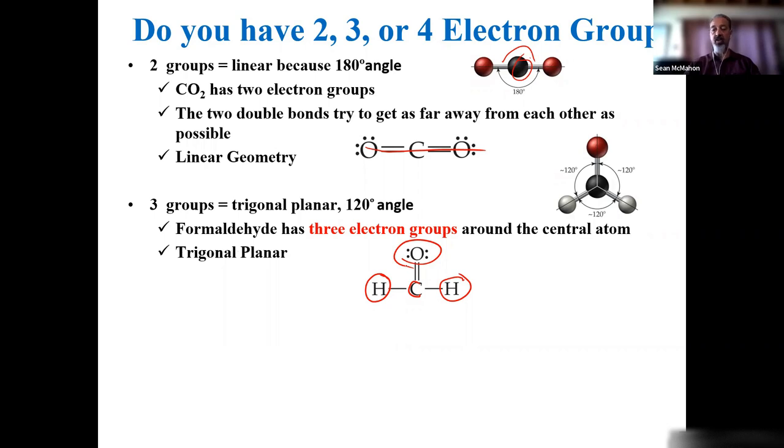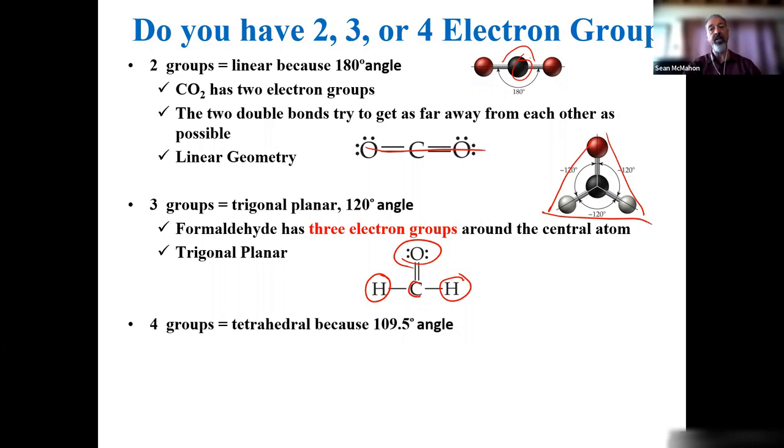Now, why is that trigonal planar? Well, if I look, there's 1, 2, 3 sides. So there's the trigonal. And a molecule that is trigonal planar, with 3 groups, is flat. So it's trigonal, 3 sides, planar, because it's actually a flat molecule. Okay.